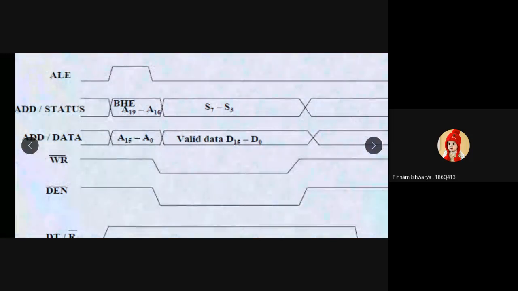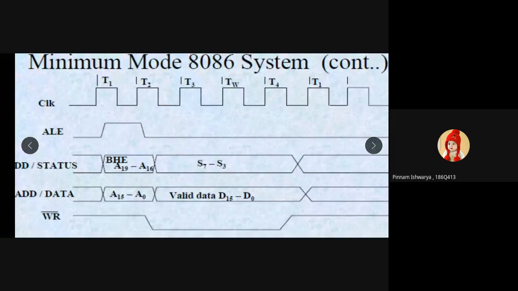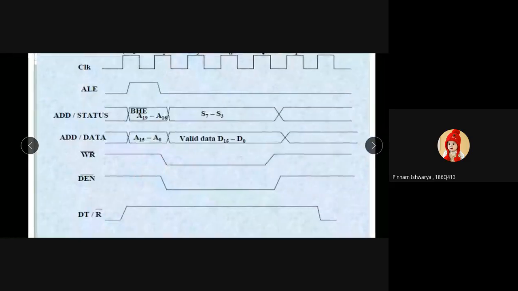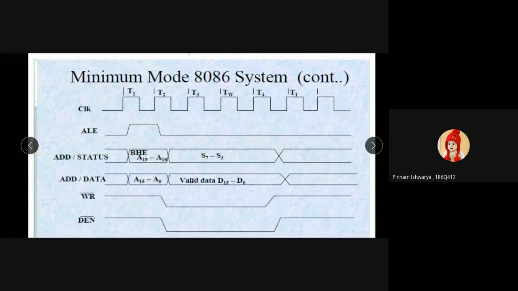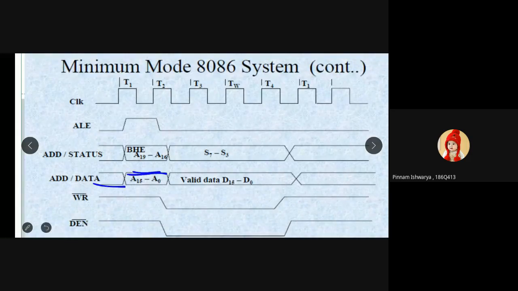During T2, after sending the data, in T1 the processor sent the data to be written. Address locations will be sent during T1 and data will be sent after T1. During T1 only, the address lines are activated. This is the address line and this is the data line. So during time T1 only the address signal is activated.